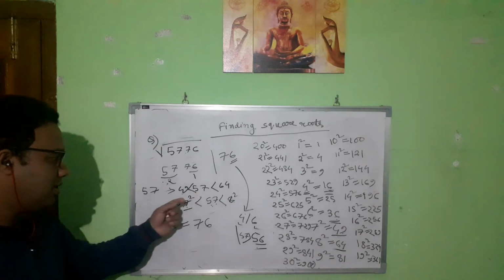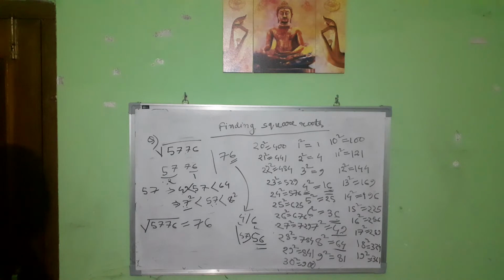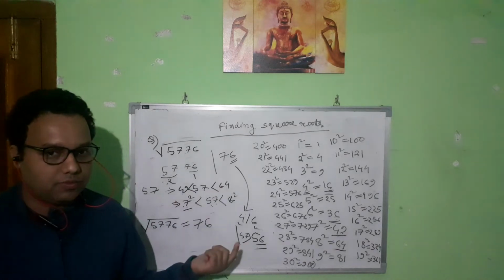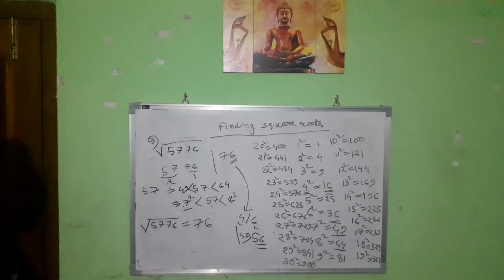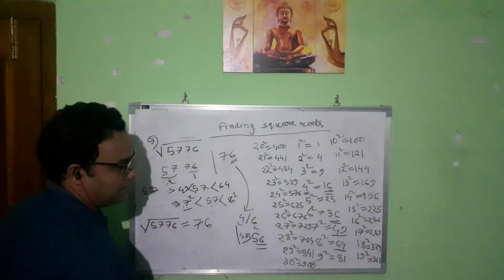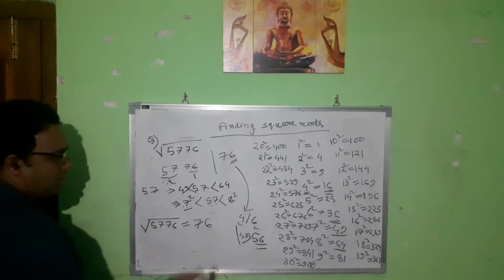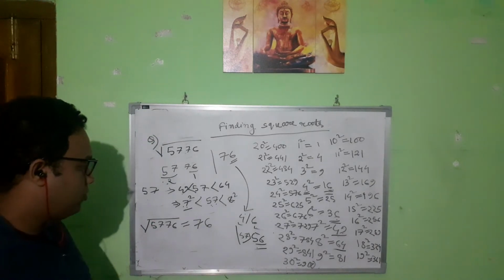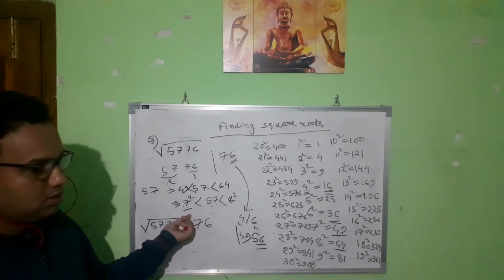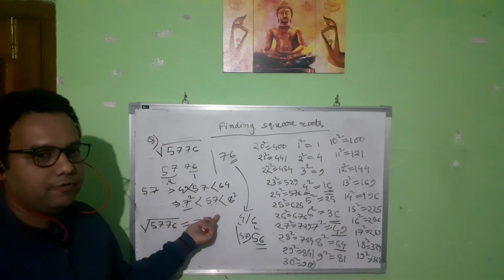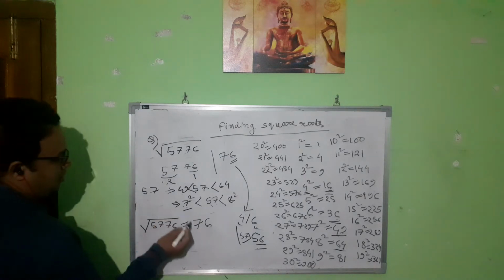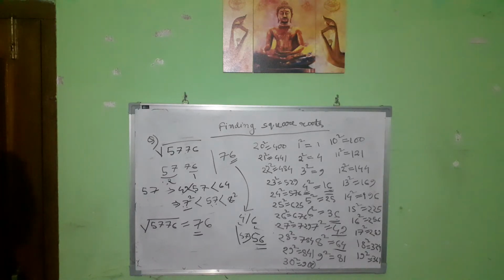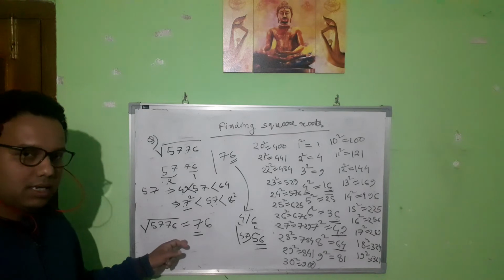So I can write 57 lies between 49 and 64. I have written it in the form 49 is less than 57 and 57 is less than 64. That means 57 lies between 49 and 64. Instead of 49, I can write 7 square because 49 is the square of 7, and instead of 64, I will write 8 square because 64 is the square of 8. So from this, I will take the smaller number. Since 7 square is less than 57, I will take 7, and from this the first digit will come. Alright, now I have found one digit of the answer, that is 7.